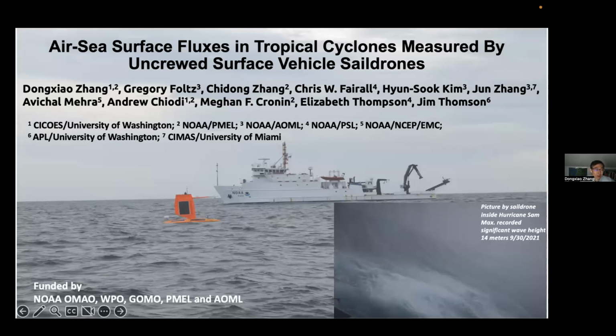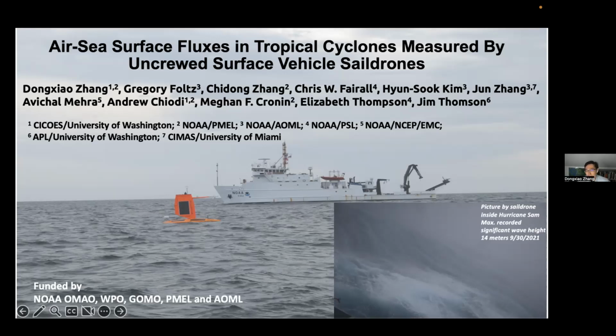The title I'm giving now is the air-sea surface fluxes in tropical cyclones measured by the cruise surface vehicle sail drones. The surface turbulent heat flux fuels the hurricane intensification. That regulates the wind stress, and also regulates the ocean mixing and stratification, which in turn would affect the heat flux. The drag of the wind also works to weaken the storm.